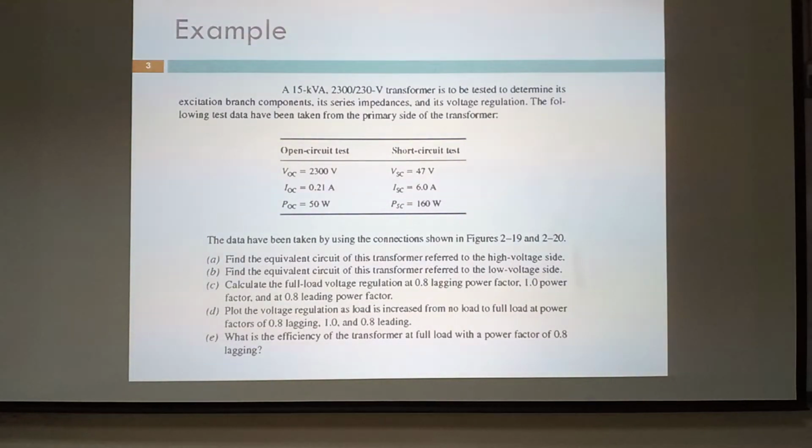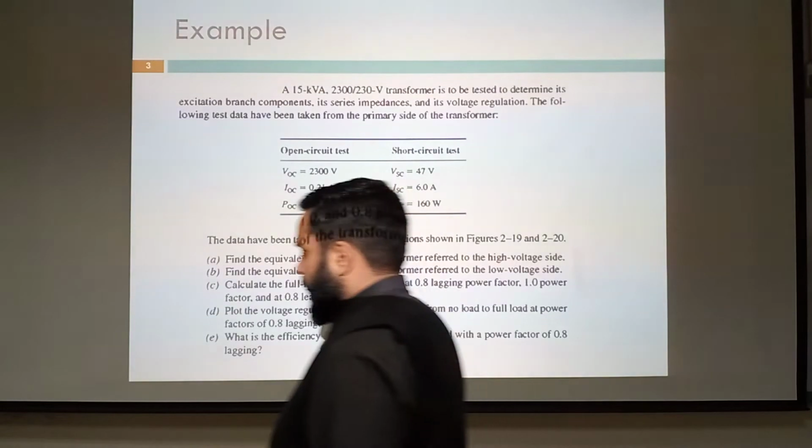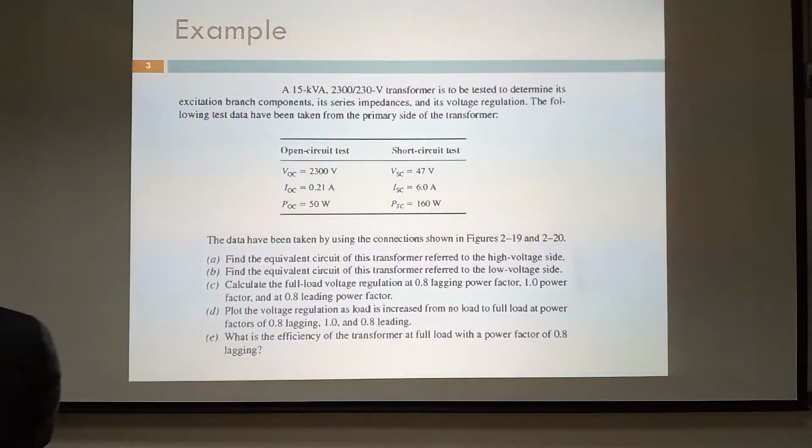So now let's move toward an example. In this example, we are given open circuit and short circuit test data, and we are asked to find the voltage regulation of a transformer at different power factors. We are also asked to find the losses of a transformer, meaning the efficiency of a transformer at different power factors.